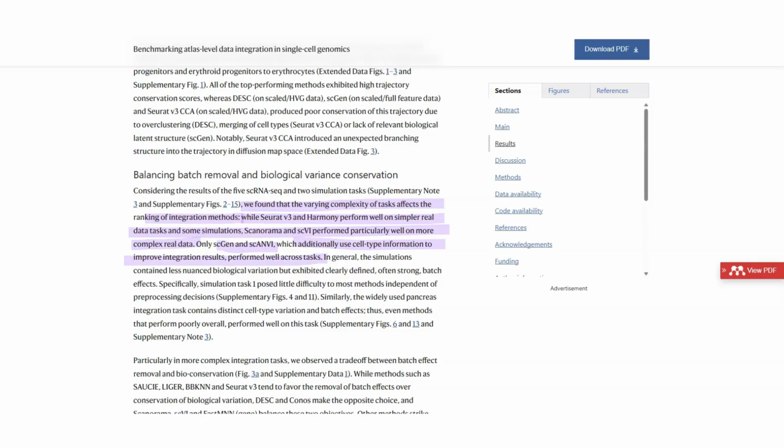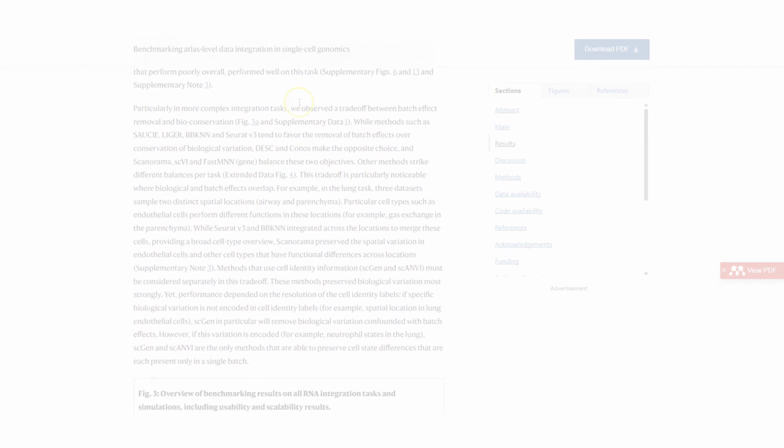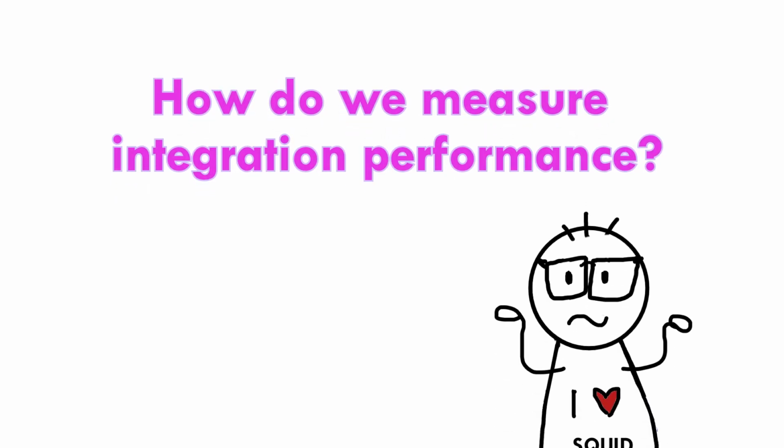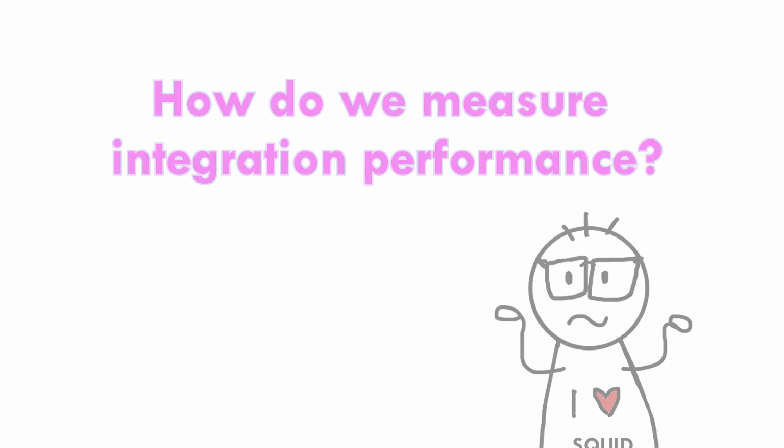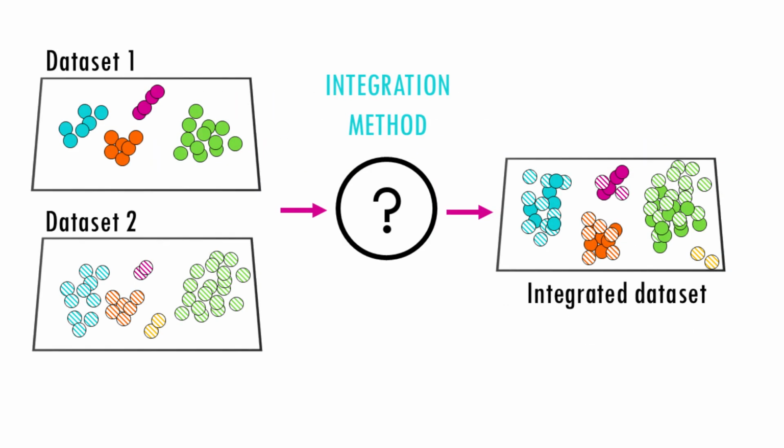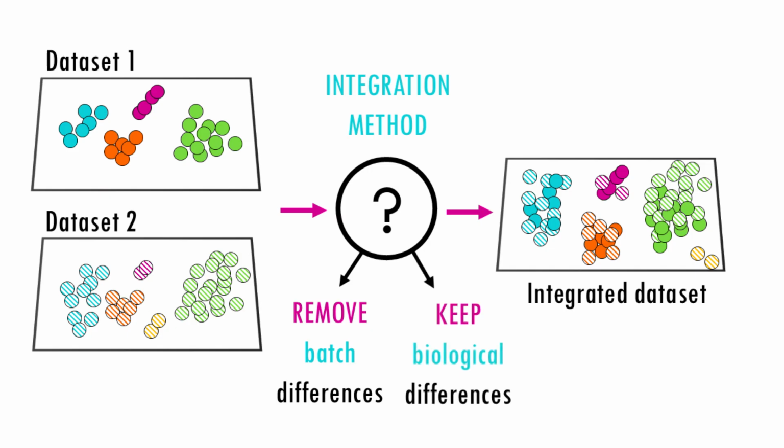Now, how do you know if your cells are well integrated? So the next step is to figure out how exactly we measure whether a specific integration method performs better than another. So a good integration method should merge and transform the data in a way that removes the batch effects between the different data sets whilst keeping as much of the real biological signal as possible.